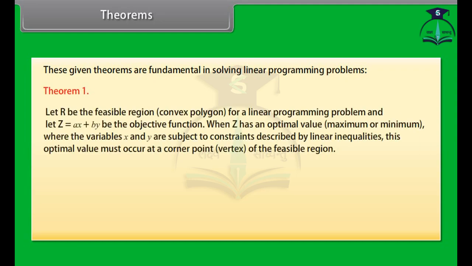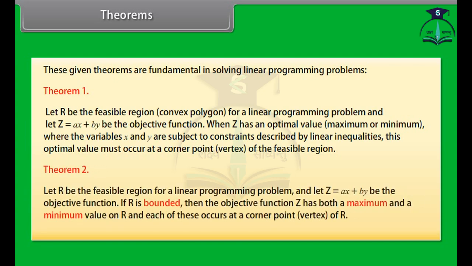Theorem 1. Let R be the feasible region, a convex polygon, for a linear programming problem, and let Z equals ax plus by be the objective function. When Z has an optimal value, maximum or minimum, where the variables x and y are subject to constraints described by linear inequalities, this optimal value must occur at a corner point, or vertex, of the feasible region.